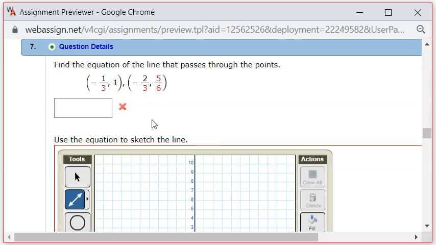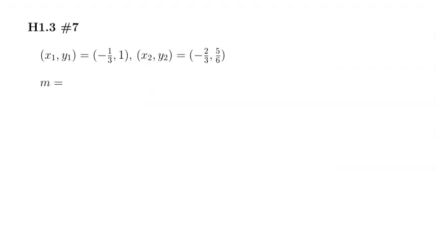Alright, let's look at homework 1.3, problem number 7. We want to find an equation of the line passing through both of these points. So let's do that. I'm going to name the first point x1, y1, and the second point x2, y2. Using the slope formula, we can find the slope.